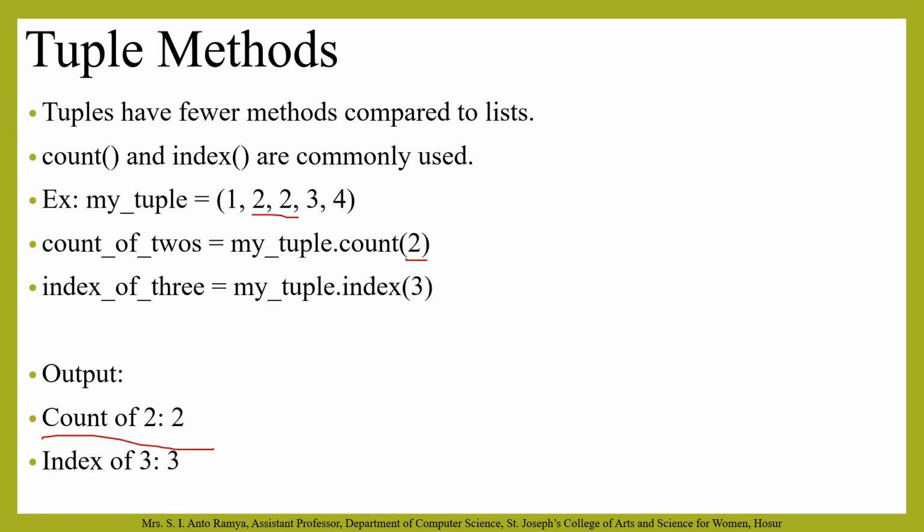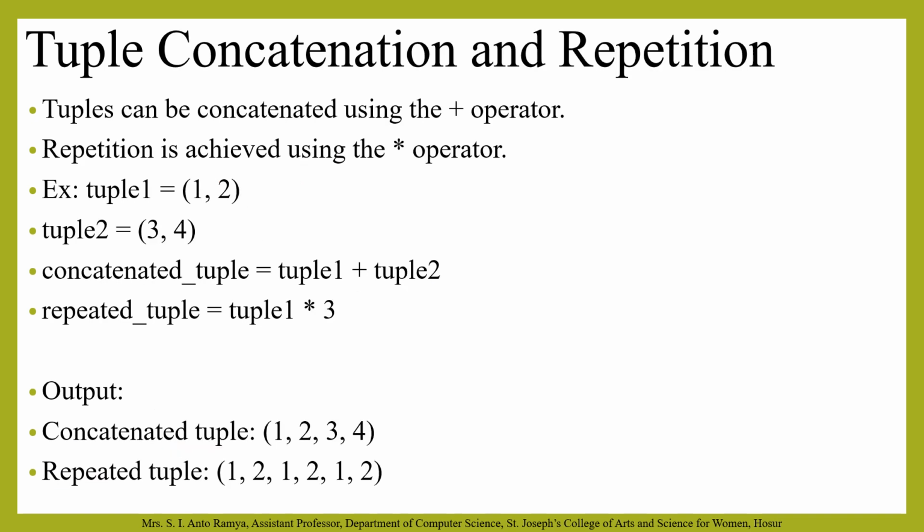Then we are going to see index. Index of 3. Here we are going to identify this index. Here 1 is in 0, 2 is in 1, the next 2 is in 2 and 3 is in 3. So my_tuple.index(3) will return the value 3. That is the index value. So index of 3 is 3.